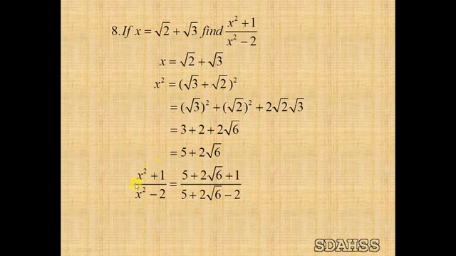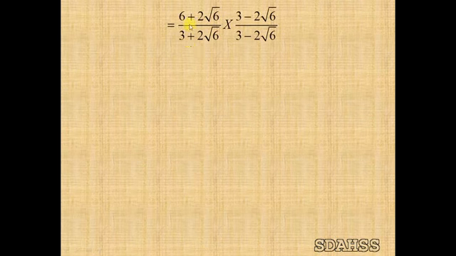Then consider (x square plus 1) divided by (x square minus 2). In the place of x square, substitute 5 plus 2 root 6 plus 1, divided by, in the place of x square, substitute 5 plus 2 root 6 minus 2. Now add 5 plus 1, 6, so 6 plus 2 root 6, divided by 5 minus 2, 3, so 3 plus 2 root 6. Multiply the numerator and denominator by its conjugate. Its conjugate is 3 minus 2 root 6.